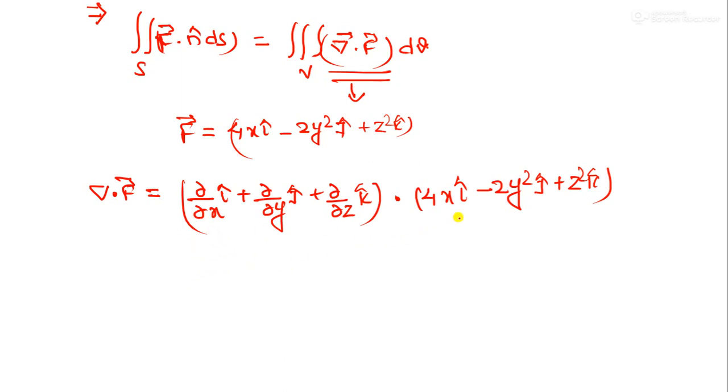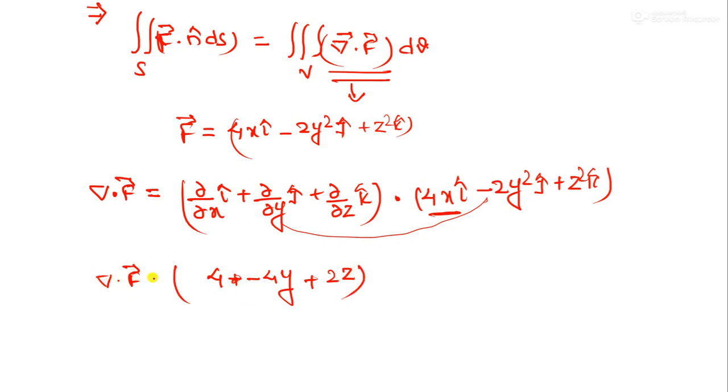What you will get: del by del x of 4x is 4, plus del by del y of minus 2y square, you will get minus 4y, plus 2z. This is the divergence of that vector field, which is given as the concerned vectorial function. Now if we use the integral form, we will have to solve the triple integral in the format of dz, dy and dx.